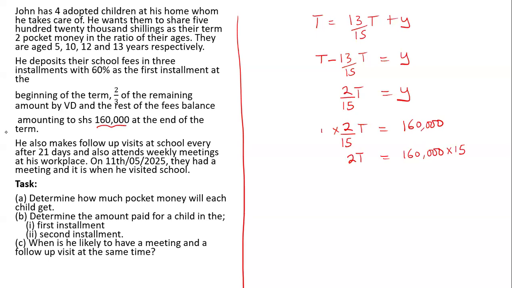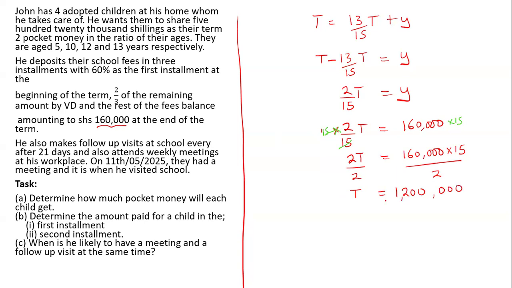In other words, what we are doing, I'm multiplying here, let me use another color, by 15. I multiply here by 15. So here, they will be cancelling. So when I reach here, I will divide by 2. I divide by 2. So my T here will equal 1,200,000.